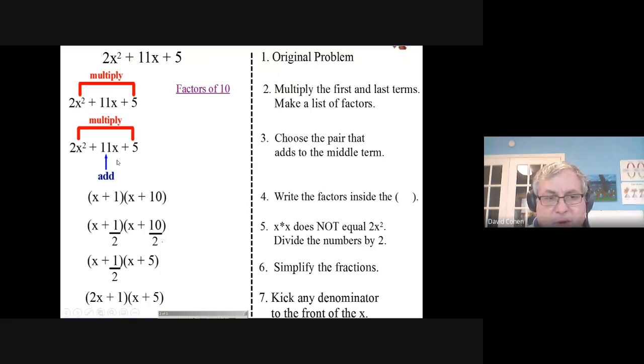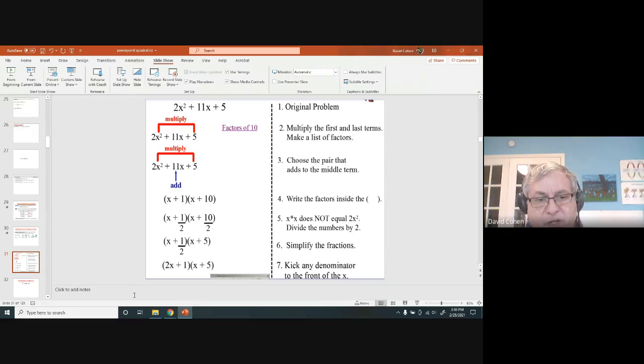But because of the 2 on the outside, we need to divide the constants in our binomials by 2. x plus 1 half times x plus 10 halves, which also means 5. And then we simplify the 10 over 2 to 5 and add back the 2 here on the 2x. Does that work? Can we show that when we use this, we can FOIL back to 2x squared plus 11x plus 5? That would be our check.